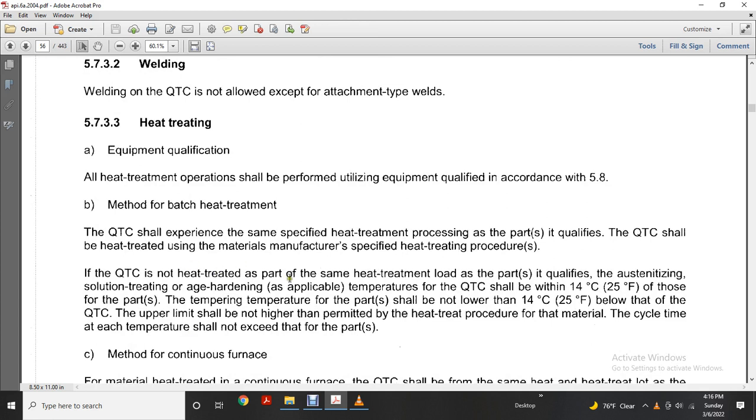Qualification test coupon not treated with the same heat treatment loaded with the part to be qualified is also intended for solution treating and age hardening. The temperature of the qualification test coupon should be no lower than 25 degrees Fahrenheit below that of the part. The upper limit shall be no higher than the permitted heat treat procedure for the material, with the cycle time and heat temperature not exceeding that of the part.